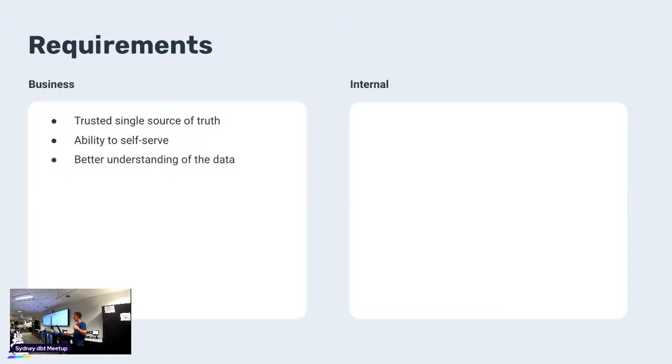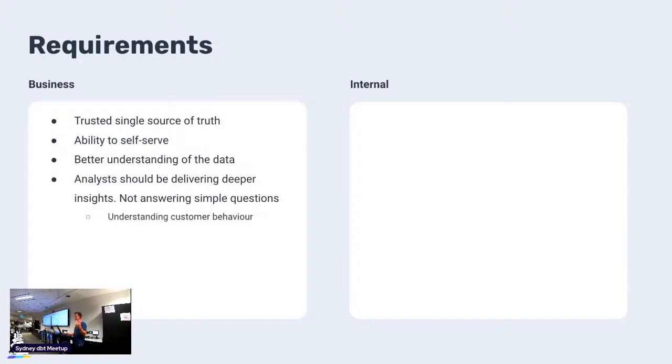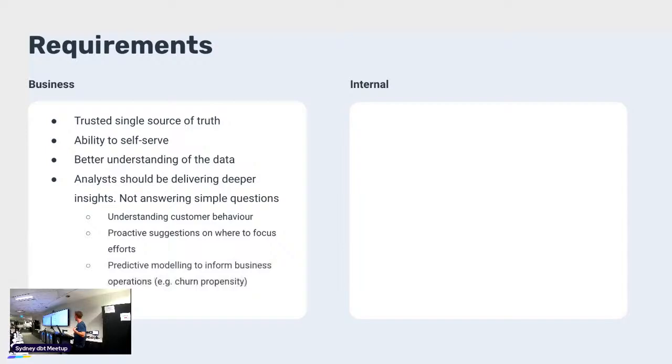We needed to do more training on data. People needed to understand the data. We needed to call the data the same thing in different places, all that sort of stuff. And the analyst should be spending less time fulfilling really basic requests and more time doing things like understanding customer behavior, proactive suggestions, or predictive modeling for churn, which is really cool because embedding it in operational processes is what we're doing now.